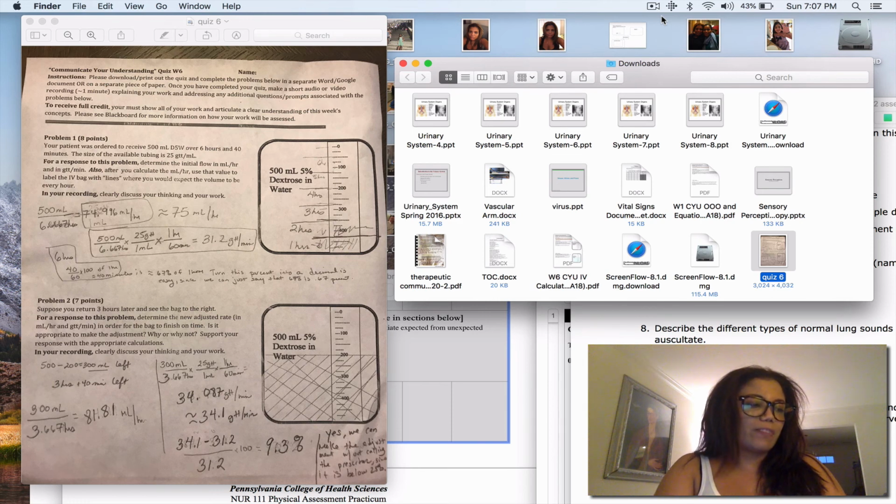And then, of course, I rounded off 74.996 to 75 milliliters per hour.